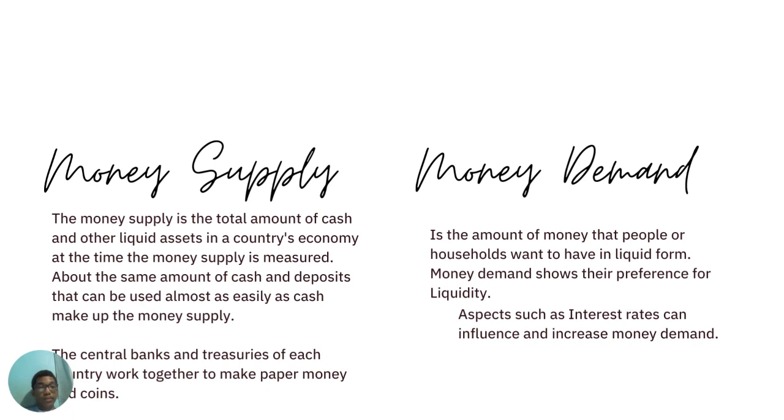We have the money supply. Money supply is the total amount of cash and other liquid assets the country has at the time of counting them. The central banks and the treasury are responsible for supplying money to the country. They're responsible for making paper money and coins, while money demand is the quantity of money that people want to have. Interest rates can influence and increase money demand.